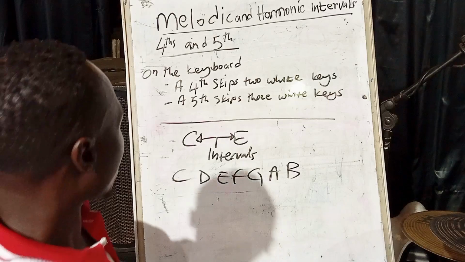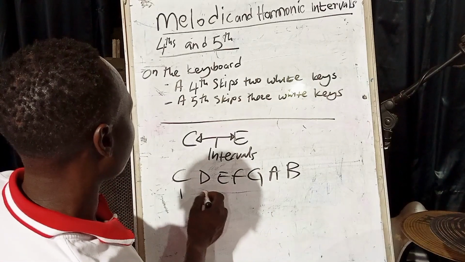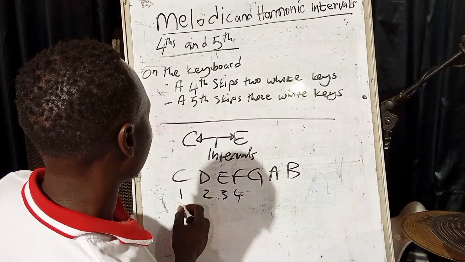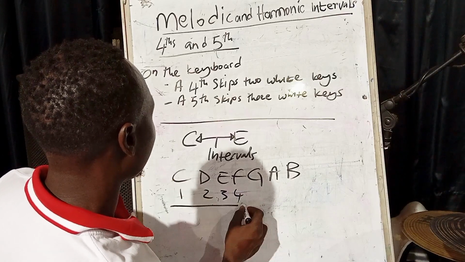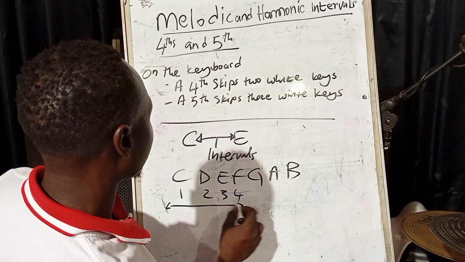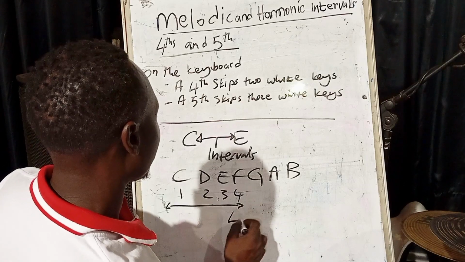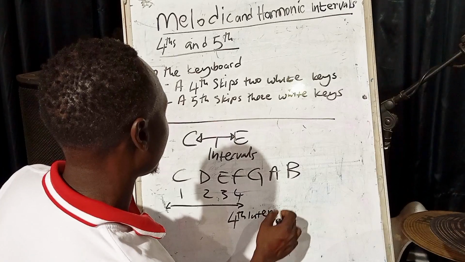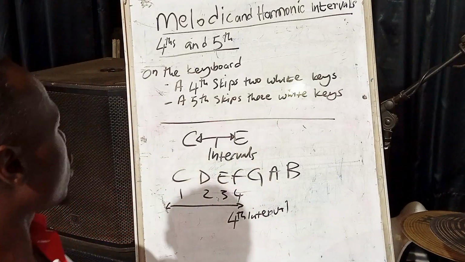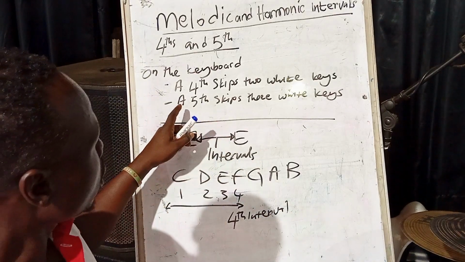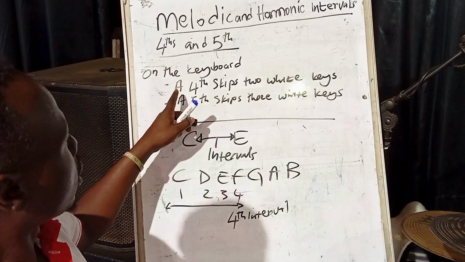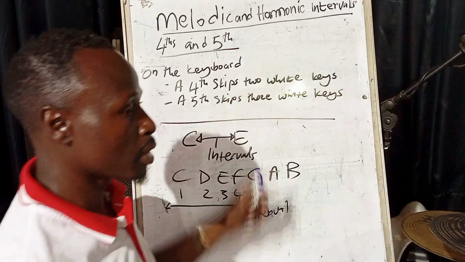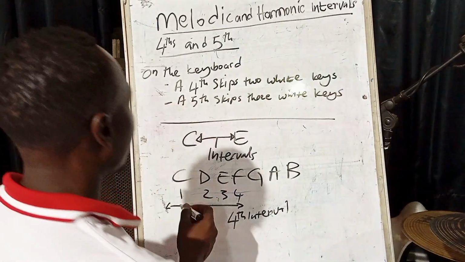So from here, C is our 1, D is our 2, E is our 3, F is our 4. So from C to F, this is our fourth interval. Just keep it in your head that a fourth skips 2 white notes or white keys in the key of C.